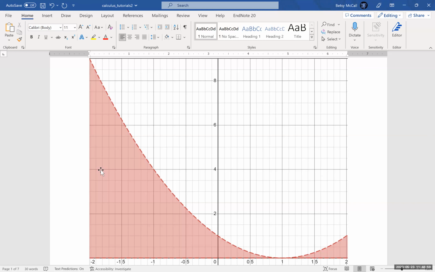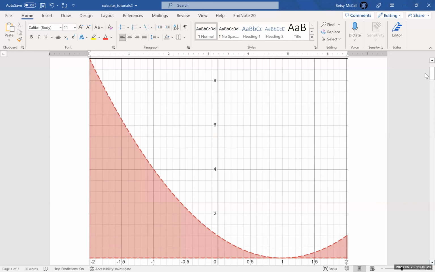Now, there's basically 5 ways that problems like this tend to get asked. There's the right-hand rule, the left-hand rule, the midpoint rule, lower bound, and upper bound. And for certain kinds of functions, some of these will merge together. But for a function like this, they are technically distinct.